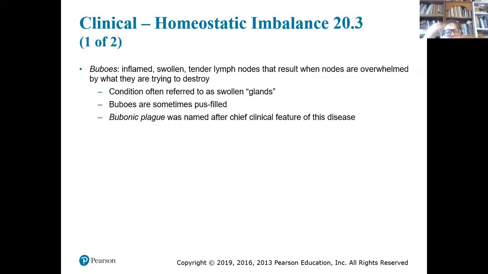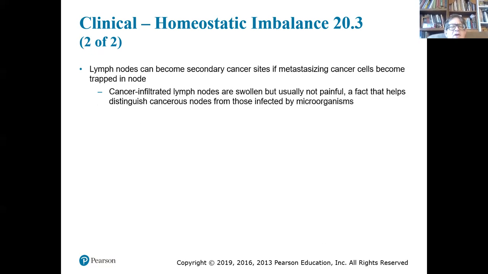So another homeostatic imbalance. If you have swollen, inflamed, tender lymph nodes because they're overwhelmed by the bacteria or whatever they're trying to destroy, we call those buboes. This is a swollen gland. Sometimes they're even swollen with pus. That would suck. Bubonic plague was named after the buboes that were being caused. All your lymph nodes would swell up as they're trying to make enough white blood cells to fight the horrible thing that's coming. All right.